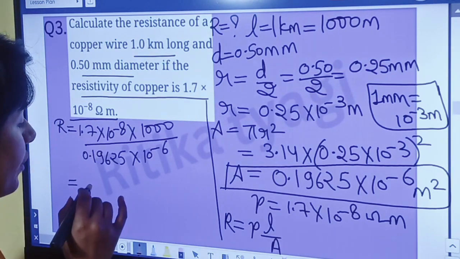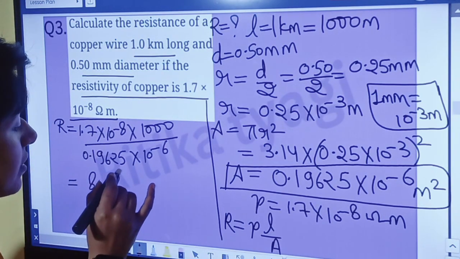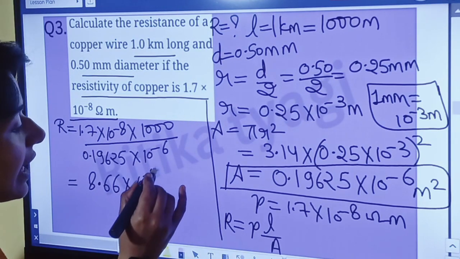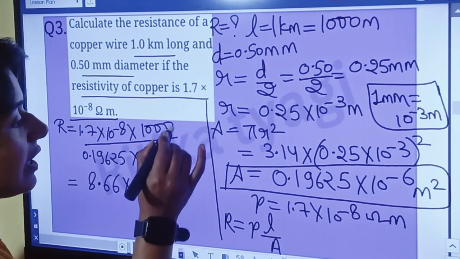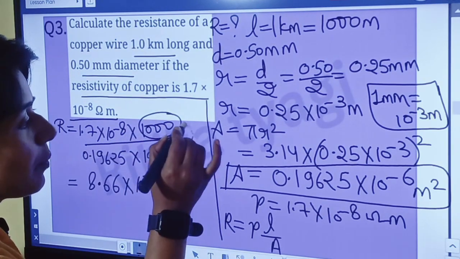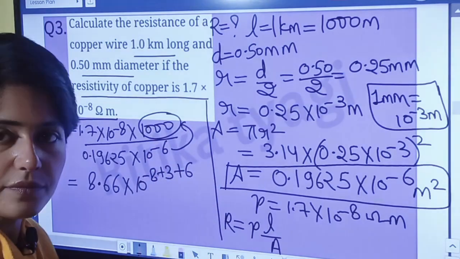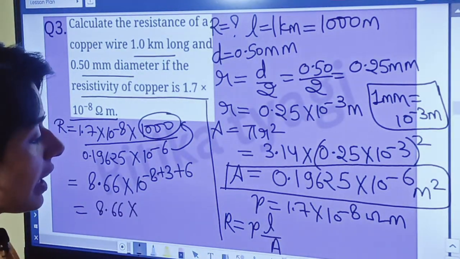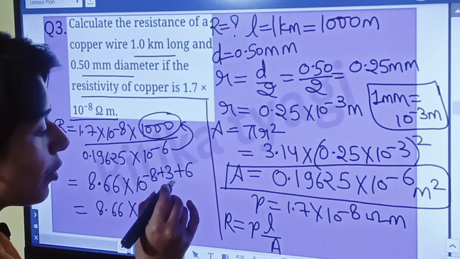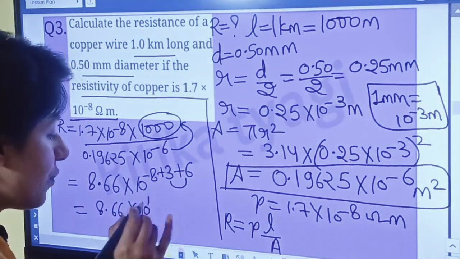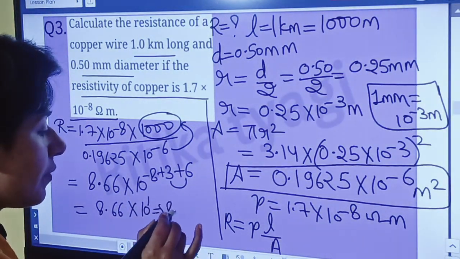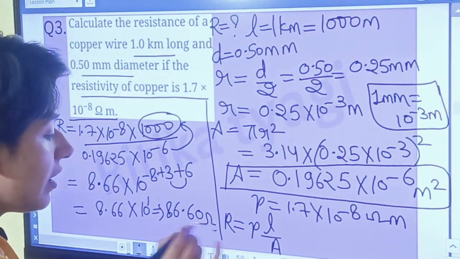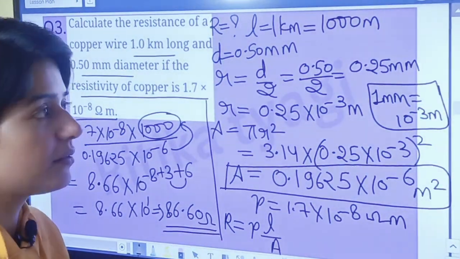On solving it, we get 8.66 multiplying 10 to the power negative 8, positive 3, these 3 zeros, and positive 6. Then it is 8.66 multiplying 10 to the power positive 9 and negative 8, that is 1. It is equal to 86.60 omega resistance of this wire.